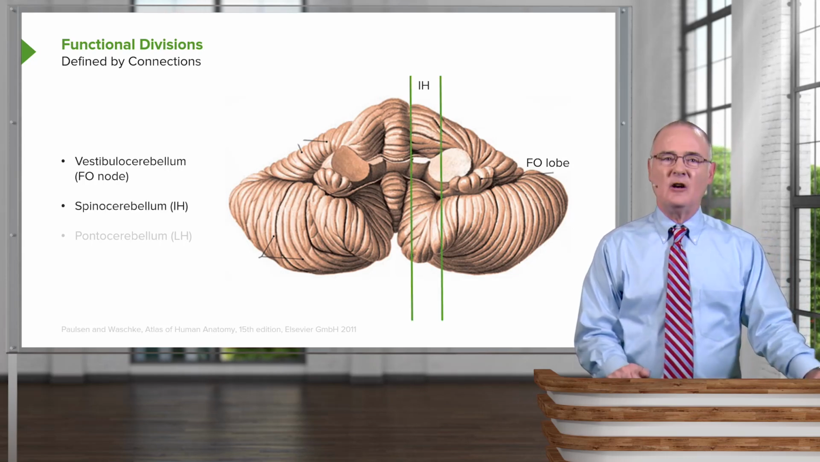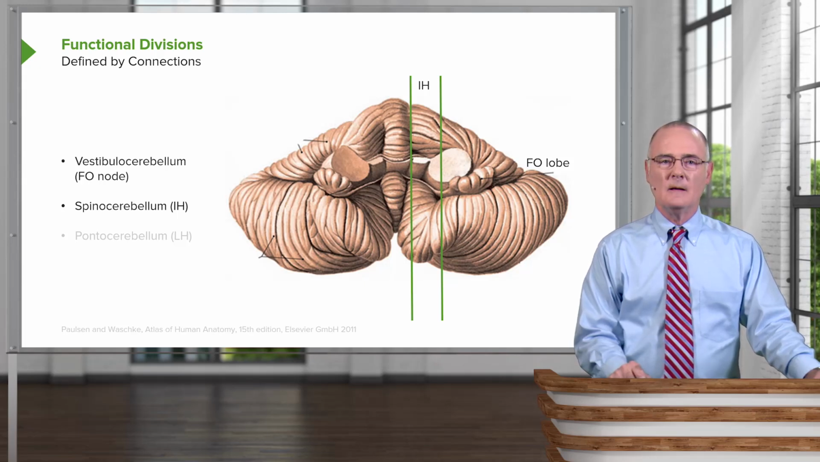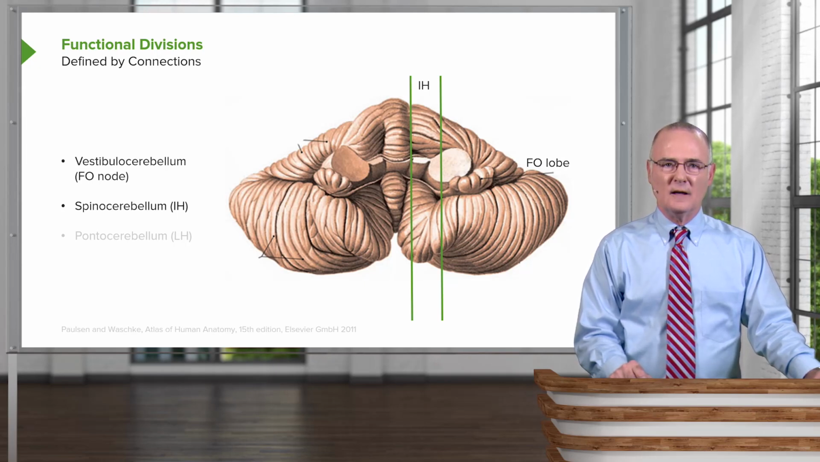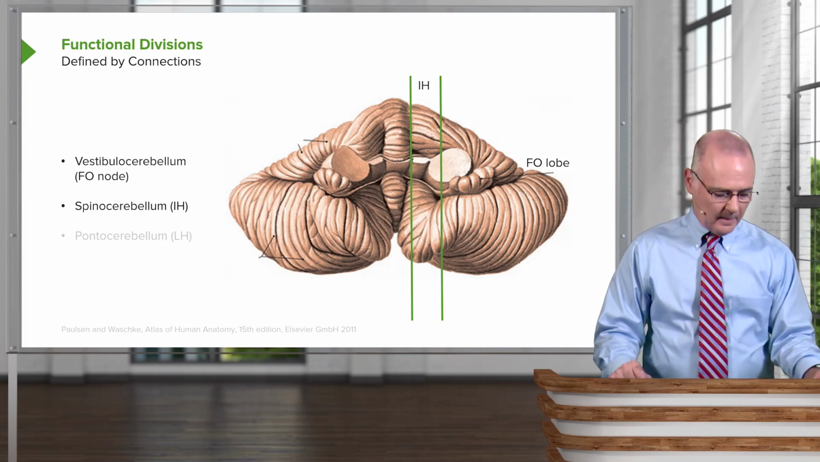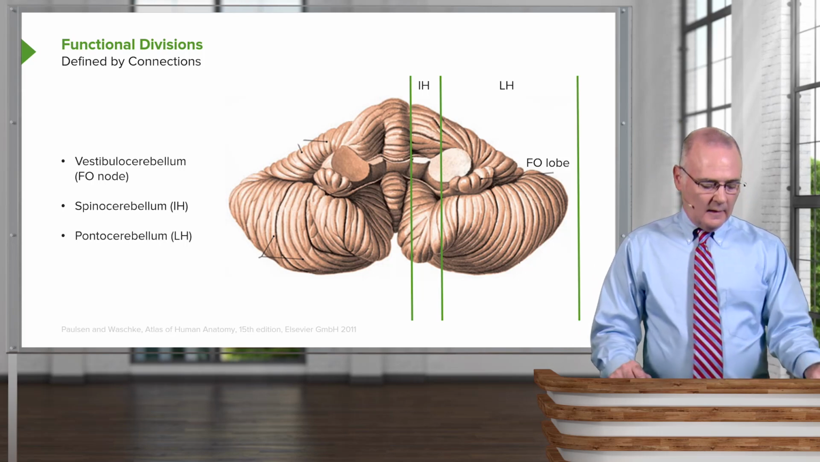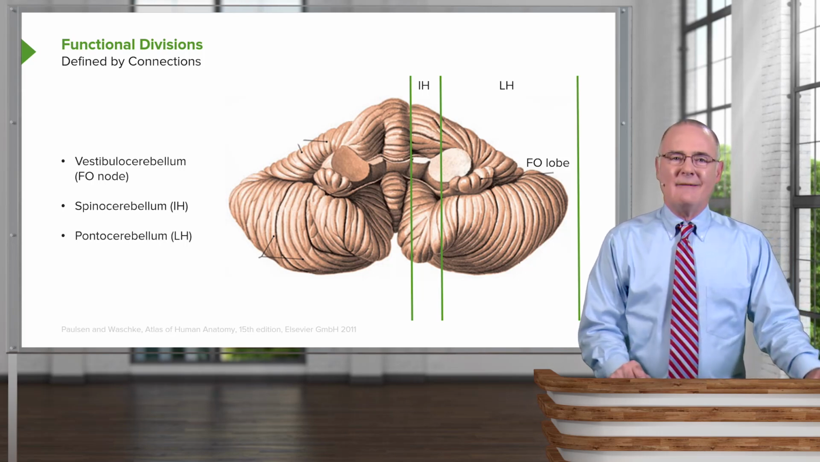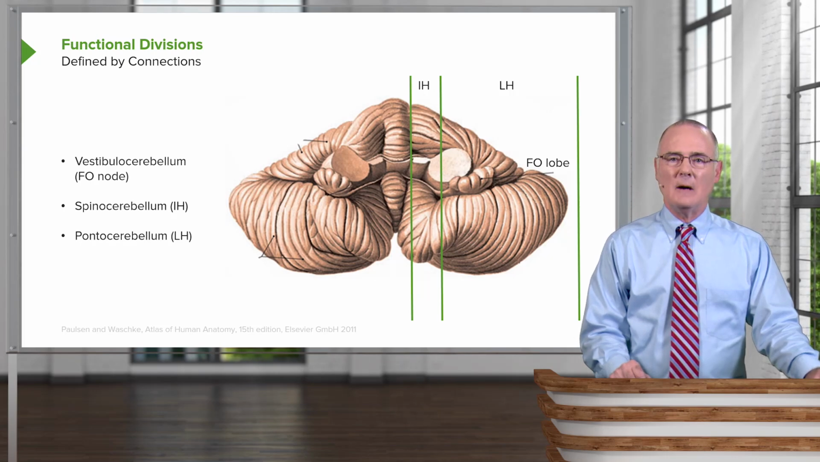The spinocerebellum is the connection between the cerebellum and the pathways in the spinal cord. This is occurring within the intermediate hemisphere. So the intermediate hemisphere represents the spinocerebellum. And then lastly, we have a connection between the cerebellum and the pons, and this constitutes the pontocerebellum. And this functional division is represented by the lateral hemisphere.